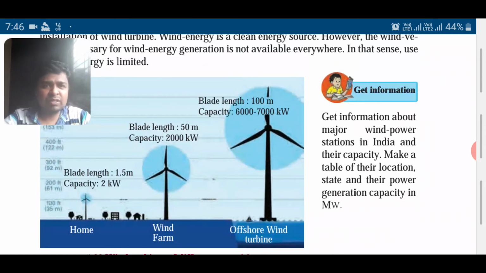Now here they have shown us the different capacities and pictures. In the picture you can see the large size ones are offshore wind turbines. Usually they are in the oceans.